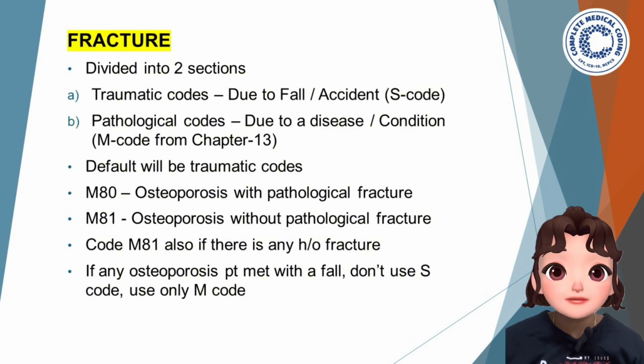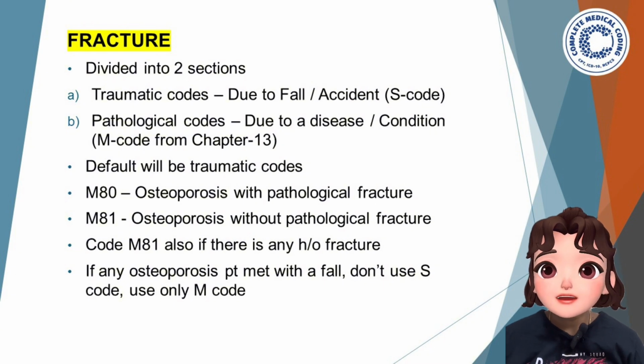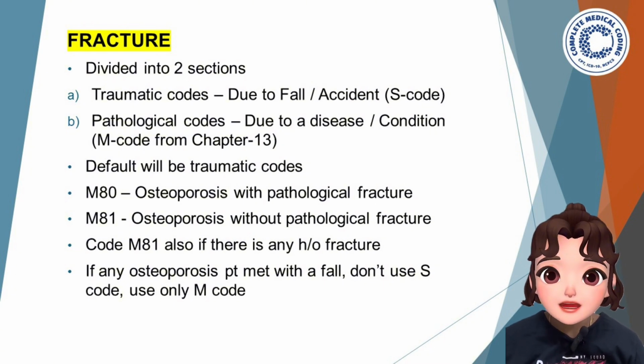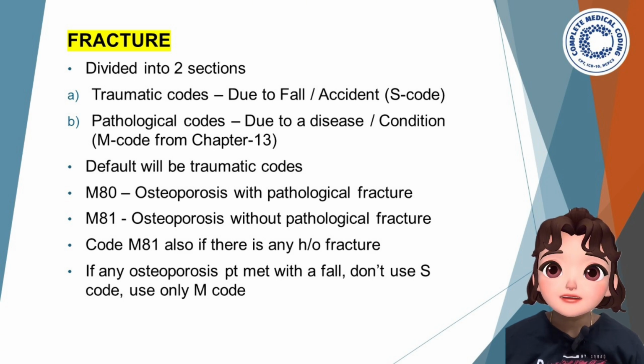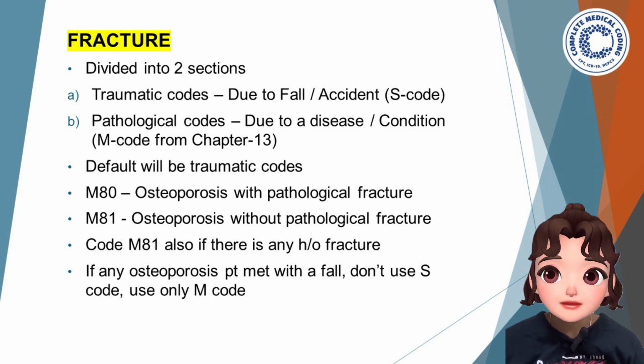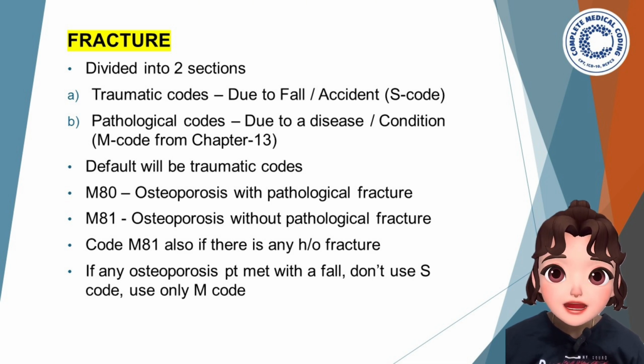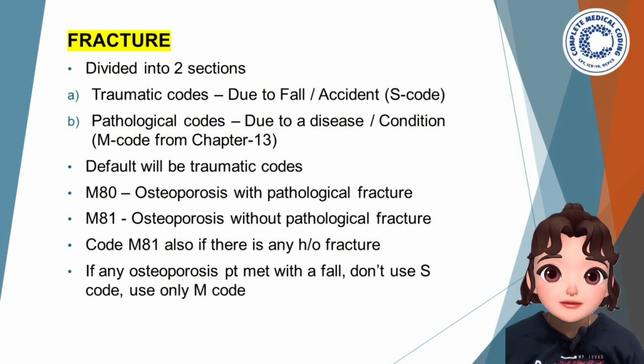Now let's look into all the three types of injuries one by one. First, let's look into the fracture. Fracture is divided into two sections: traumatic codes and pathological codes. In this chapter, we will learn traumatic codes. Traumatic codes means injury due to some fall or accident. That is the traumatic codes. These are S codes. S codes we are discussing in this chapter. So traumatic codes are important.